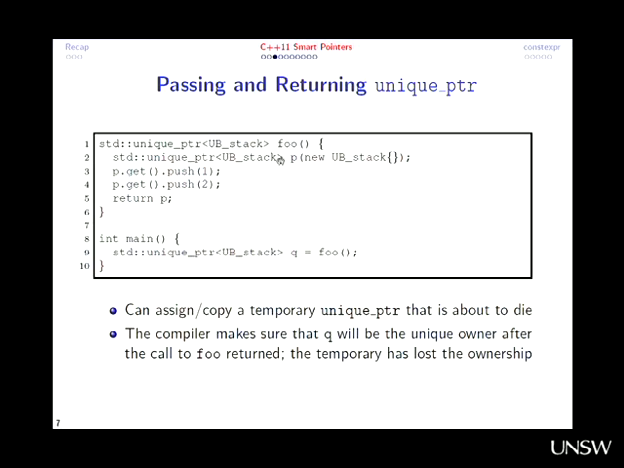So if I create a unique pointer as a local variable inside this function foo here, and I push some data up onto it, if I return that thing as a unique pointer, remember this thing's about to get destroyed, so the compiler works it out and it transfers ownership. Okay? So if the compiler's smart, it works out that that thing is going to lose its ownership anyway, so it transfers ownership across.